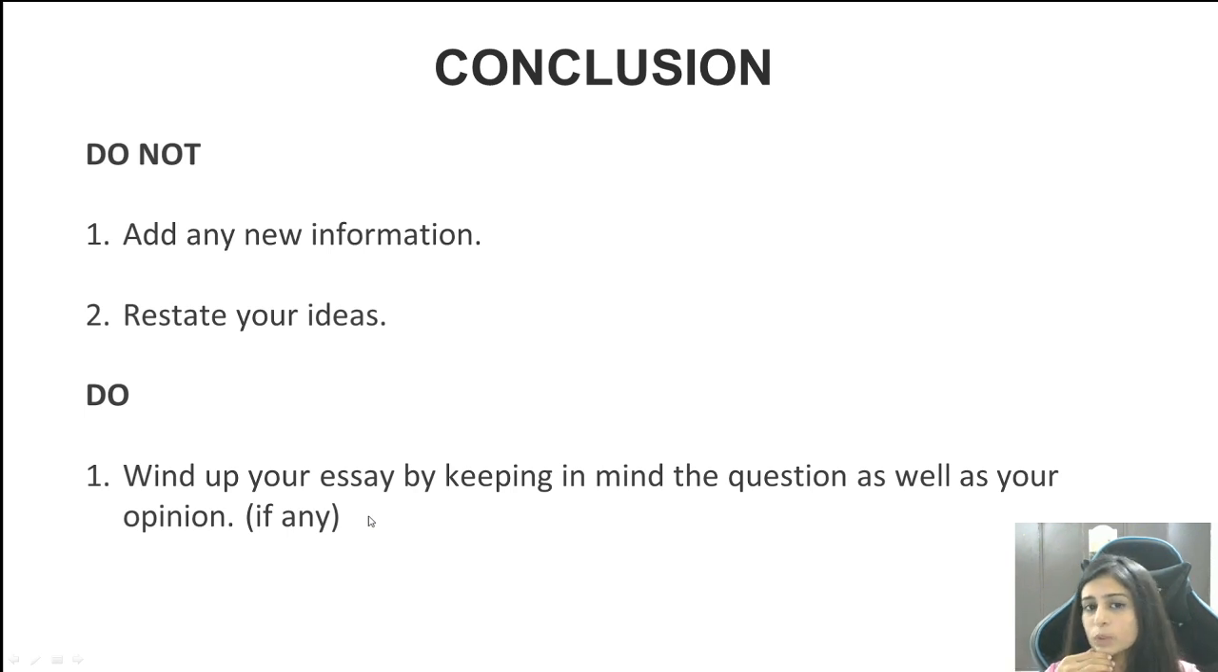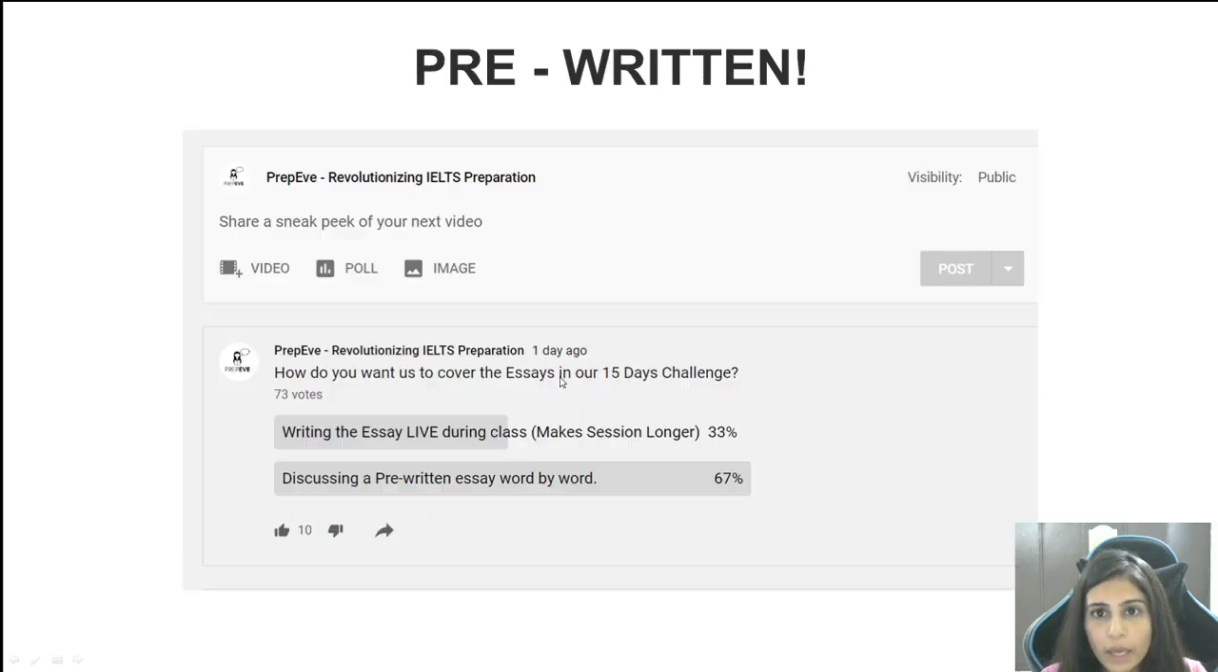Any questions with the conclusion? This is something new that we are doing today. So conclusion is clear. No new information. No restating your ideas. जो पहले आपने body paragraphs में ideas लिखे हैं, you don't have to write them again.